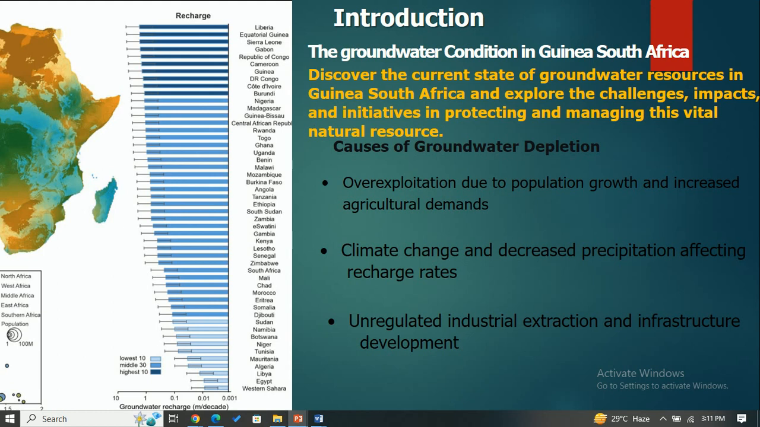Now we will see the first introduction part of this study area. Basically, the study area is the Guinea region of West Africa, and in this we discuss the current state of the groundwater resource in Guinea, and explore the challenges, impacts, and initiatives in protecting and managing its vital natural resources. If you see this map, these are all the countries of West Africa, and day by day the recharge condition in these areas is in a declining position.